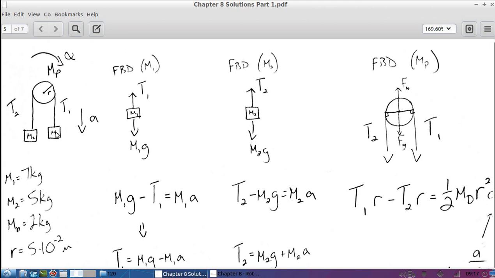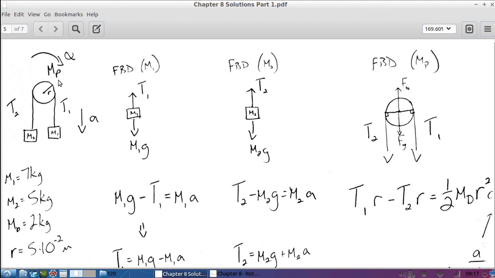Because let's say M1 was the larger one, right? Let's say M1 was larger than M2. You can draw it however you want, right? You can put the larger mass on this side, larger mass on this side, no big deal. Let's say M1 was the larger mass. So I predict M1 is going to descend, M2 is going to ascend if I let go of the system.